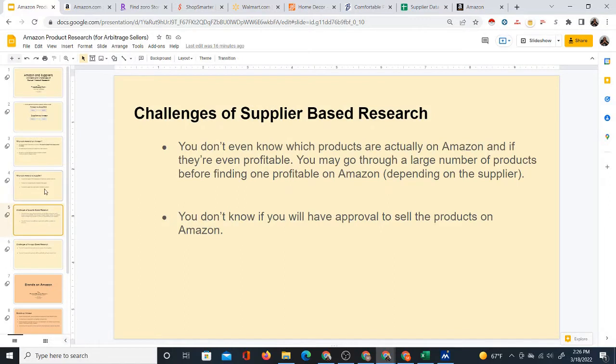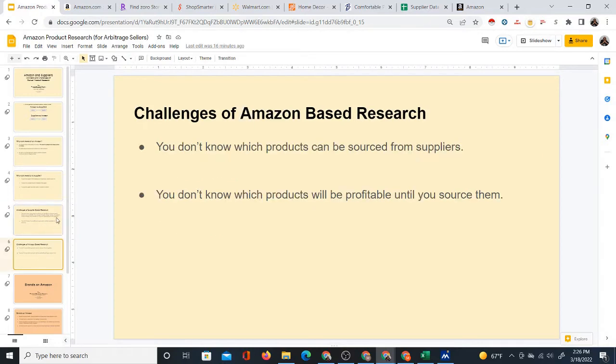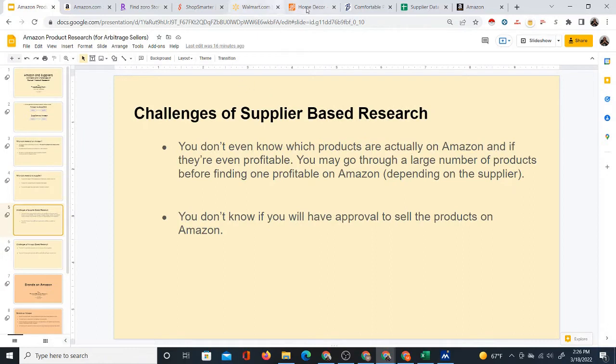Now, let's look at some of the challenges of supplier-based research, as well as some of the challenges of Amazon-based research. Now, one challenge is that when I'm on a supplier site, I don't even know which products are actually on Amazon, and I don't know if they're profitable. And so what happens is that you could go through a very large number of products before you even find one that is profitable on Amazon. And this varies from supplier to supplier, but this is one challenge.